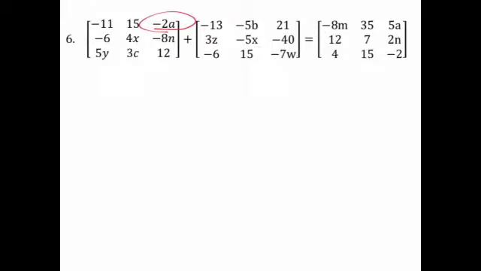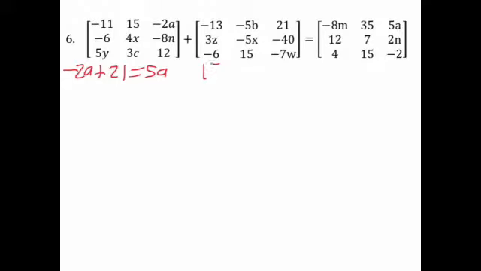Let's start with a. So this equation, negative 2a plus 21 is going to equal 5a. So let's see. Let me write that equation. Negative 2a plus 21 is going to equal 5a. And then another equation, this one's going to go for b. And so 15 plus negative 5b is going to equal 35.